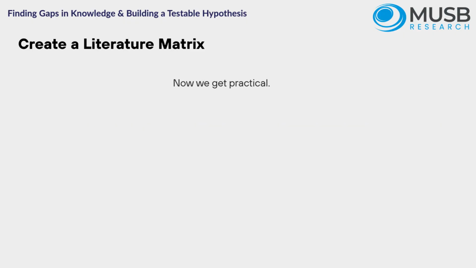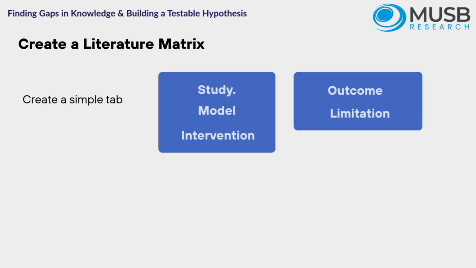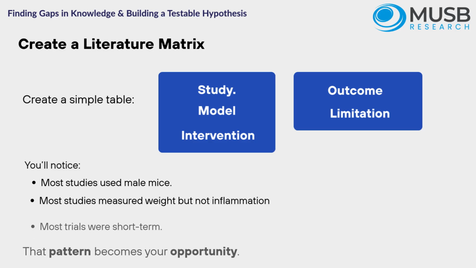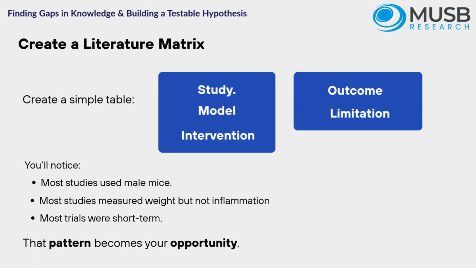Now we get practical. Create a simple table: study, model, intervention, outcome, limitation. This exercise is extremely powerful. Within 30 minutes, you'll see patterns. You'll notice, most studies used male mice. Most studies measured weight but not inflammation. Most trials were short-term. That pattern becomes your opportunity.